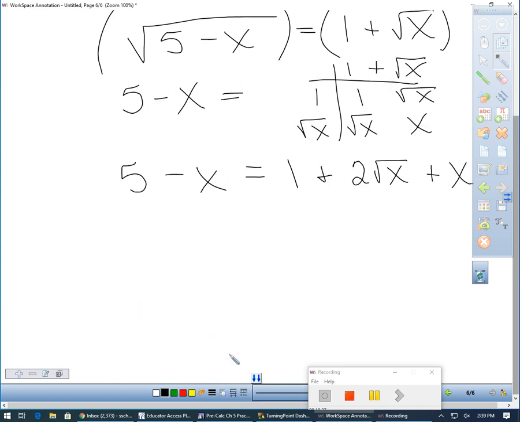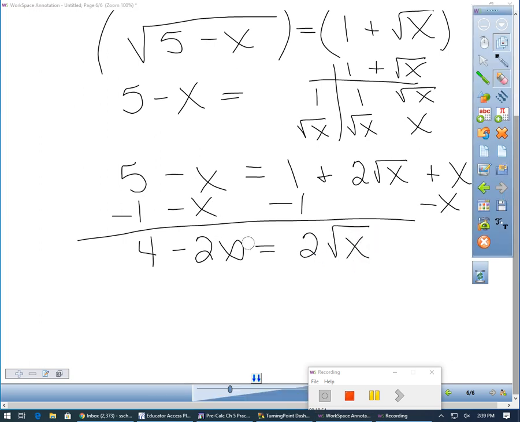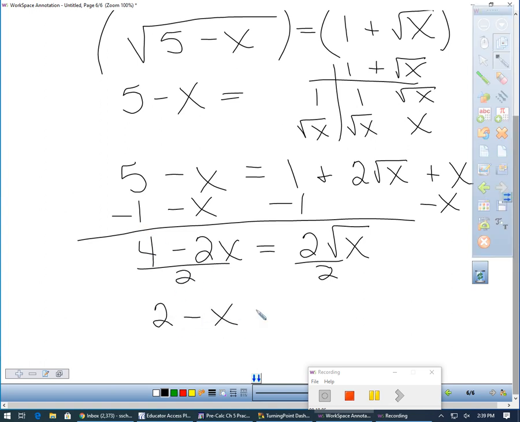Still good? Alright. Now remember, our whole rule is we got to get rid of our square roots. So now I got to get that square root by itself. So I'm going to have to subtract my x over and subtract my 1 over. So subtract x and subtract 1. I get 4 minus 2x equals 2 square root x. Is the square root by itself yet? Now we got to divide by 2. Exactly. Divide both sides by 2. On this side, we get 2 minus x.